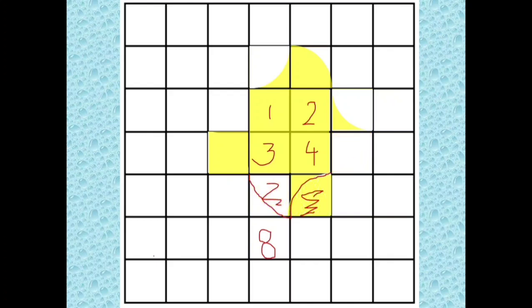Yes. Wow. Great. Now count again, beta. How many squares is it covering? 1, 2, 3, 4, 5, 6, 7, and this is 8. So this figure has an area of 8 square centimeter.